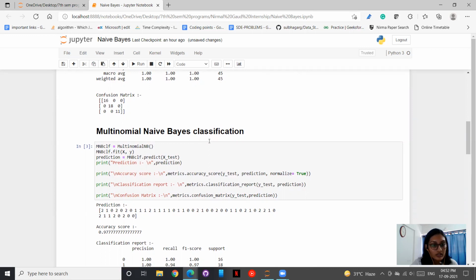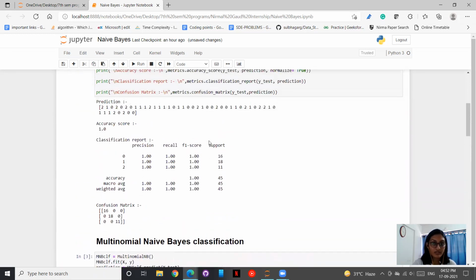Now, in the output, you're seeing the accuracy score. The classification report has precision, recall, F1 score, and then we have the confusion matrix. So what are all these terminologies? Accuracy is the most intuitive performance measure, and it is simply the ratio of correctly predicted observations to the total observations. Thereafter, we have precision, recall, and F1 score.